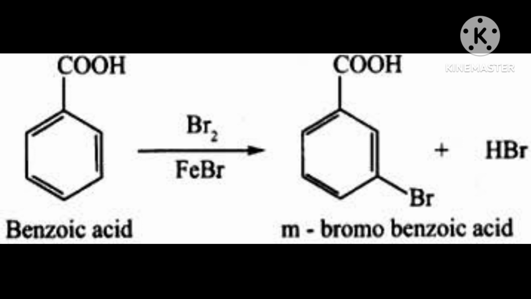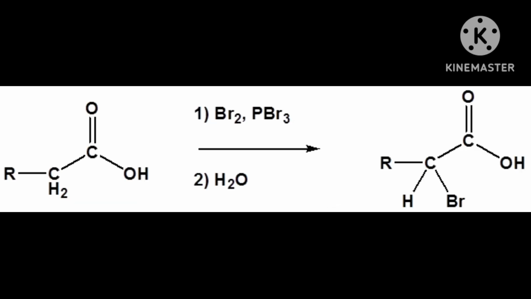And after that you have to do hydrolysis. So the second requirement is H2O. First is chlorine or bromine and a little quantity of red phosphorus, and the second requirement is H2O. Here you are doing halogenation. The reaction is very simple.